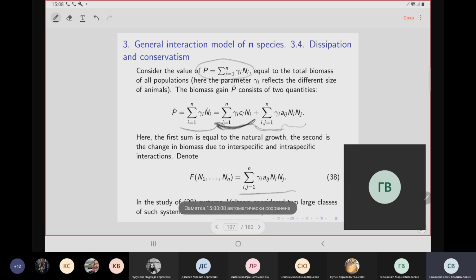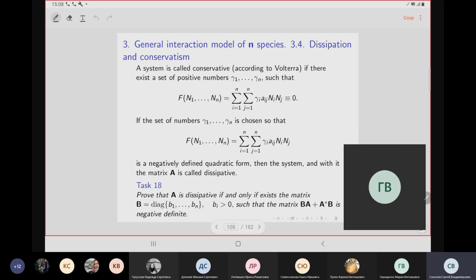And according to Volterra, there are two large classes of such systems, conservative and dissipative. What does it mean? We know that the form can be positive or negative or neutral. So we have some conditions, for example negative, that ensure that the form is negative.